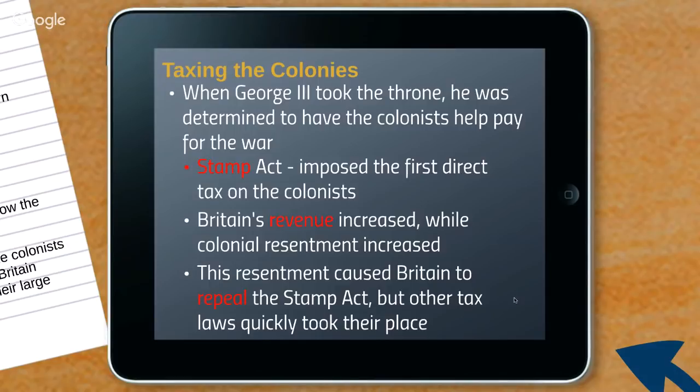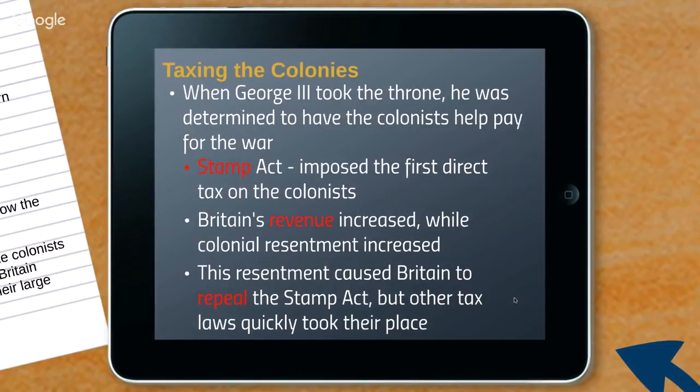So, very important to understand here, they imposed a tax that the colonists did not agree with. So we're missing consent of the governed here. Britain viewed the colonies as a way to make more money, so they were making more money, but they underestimated the resentment. And once they realized the resentment of the colonists to the Stamp Act, they repealed it, and they kind of came back with a new plan, new ideas.